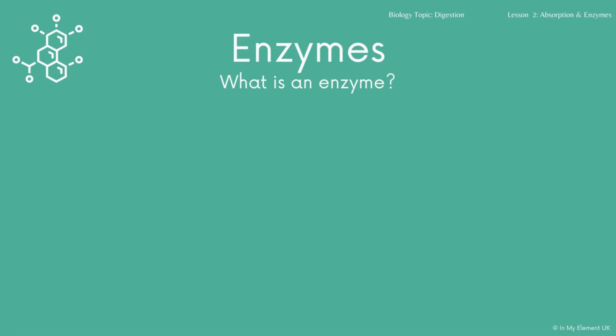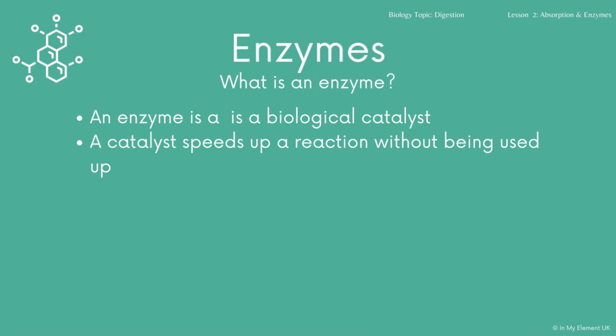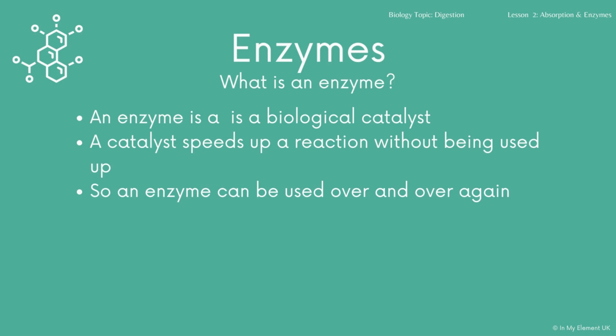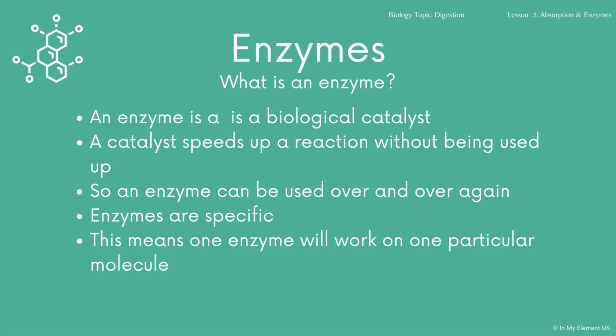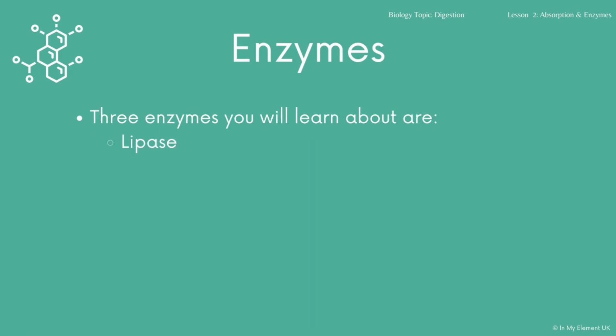If we now take a look at enzymes, you need to know what an enzyme is. So it's a little bit of chemistry as well, because it's called a catalyst, but because we're talking about it in biology, it's known as a biological catalyst, and a catalyst is something that will speed up a reaction without being used up, so it remains there, can be used over and over again. These enzymes are specific, which means they will only work on one particular molecule. And we're going to look at 3 enzymes that you need to be aware of. Okay, lipase, carbohydrase and protease. We're going to take each one in turn.